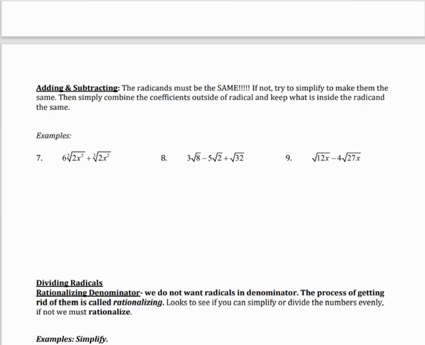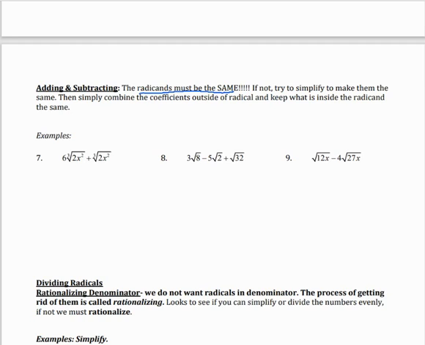Let's look at adding and subtracting. So for adding and subtracting, the radicands must be the same. So that means not only are the roots the same, but what is inside is exactly the same. If they're not the same, we try to make them the same by simplifying. We're not multiplying or anything like that. We're just going to break those up.